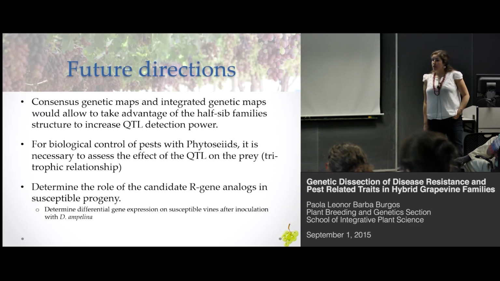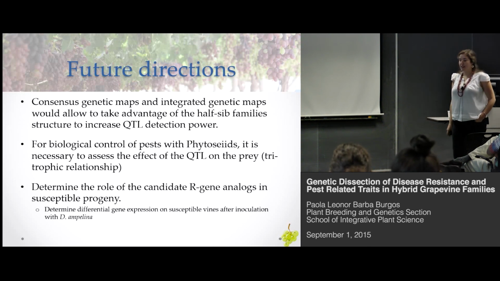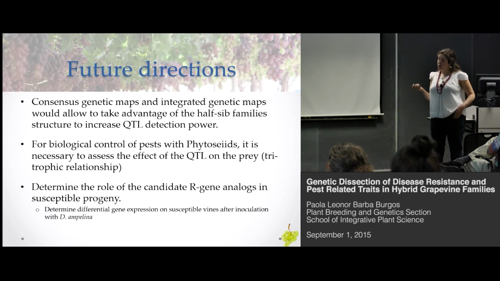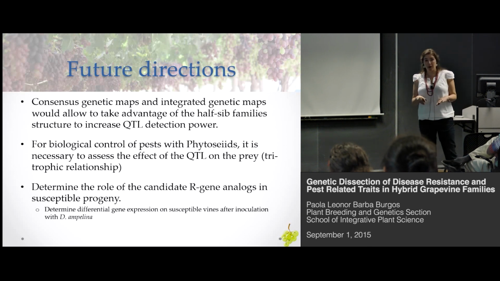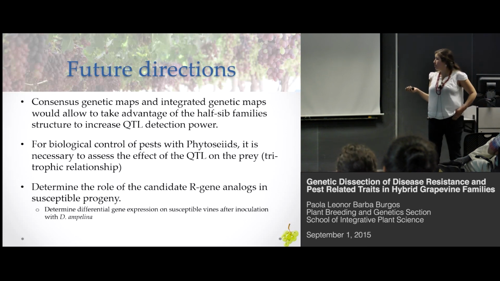So for future directions, of course, when you do research, you open more questions than you answer. For the pipeline for the genetic maps, we were able to create parental maps, but it will be really interesting to create consensus maps and integrated maps. And that will help us take advantage of the half-sib family structures that we have in the VitisGen project. This is something that we haven't done yet, but it's something interesting to do.